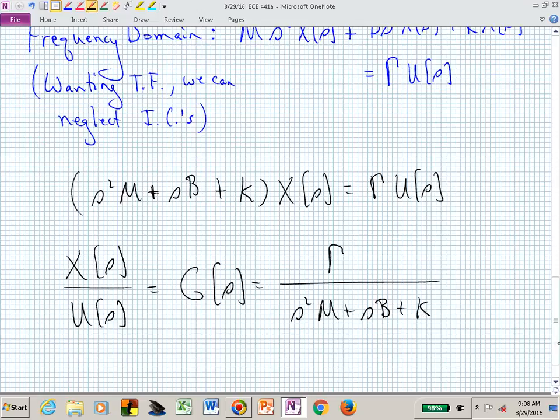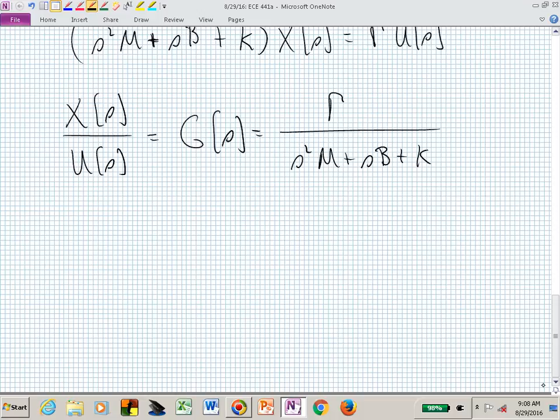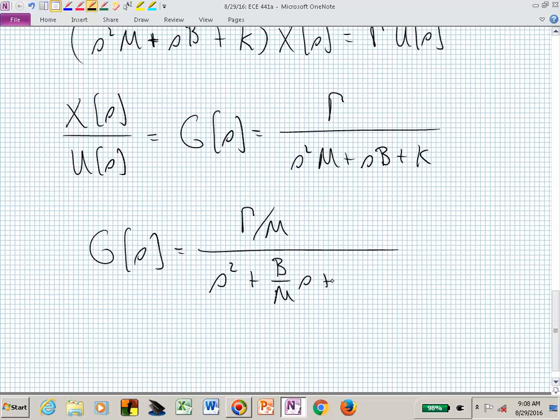And sometimes we will actually potentially want to normalize the leading coefficient in the denominator, meaning factor out the mass. If we factor out the mass from all the terms in the denominator and actually push it upstairs, we could have an equivalent transfer function as gamma over m, over s squared plus b over m s plus k over m.